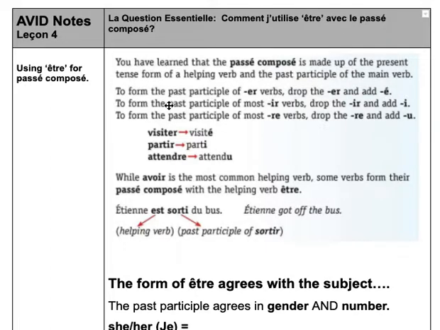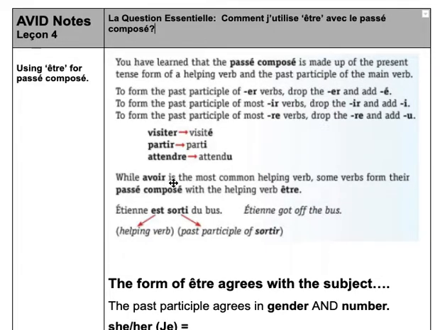Okay, this is review. To form the past participle of most IR verbs, we drop the IR and add an I, like choisir becomes choisi with an I at the end. To form the past participle of most RE verbs, we drop the RE and add a U. So for like vendre, it would be vendu if you wanted to say I sold something. Here's what this looks like. Visiter with ER becomes visité. Partir becomes parti. Attendre becomes attendu. Okay? So that's the past participle part, the second part.